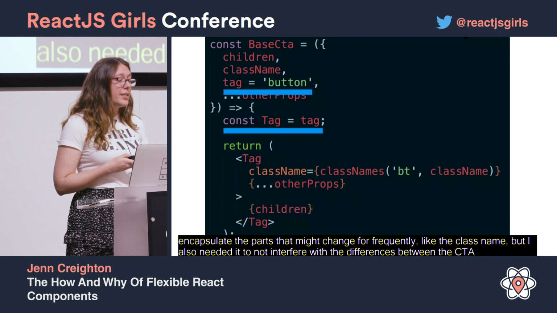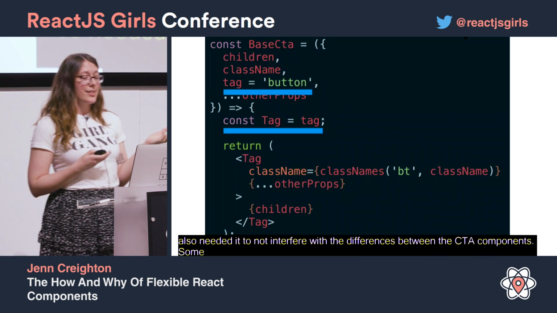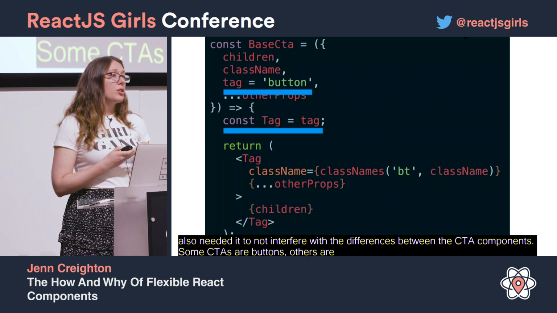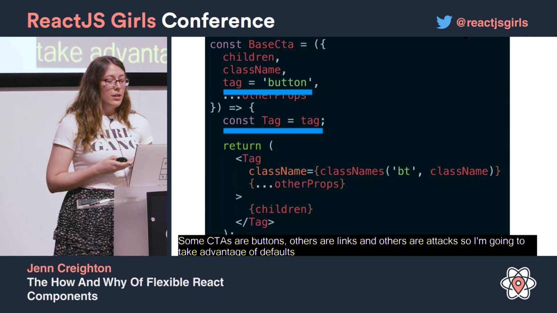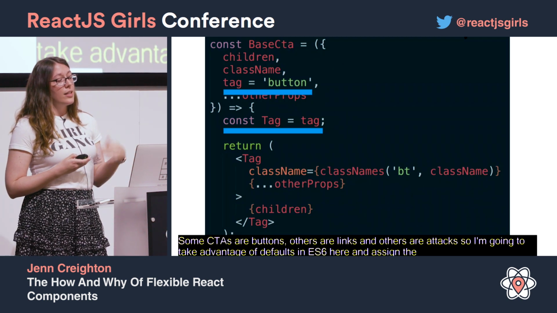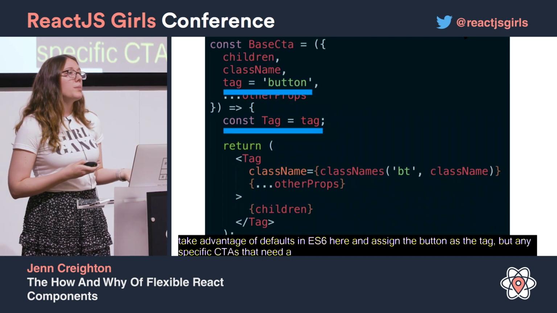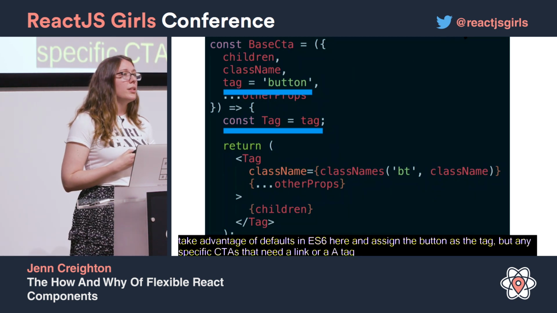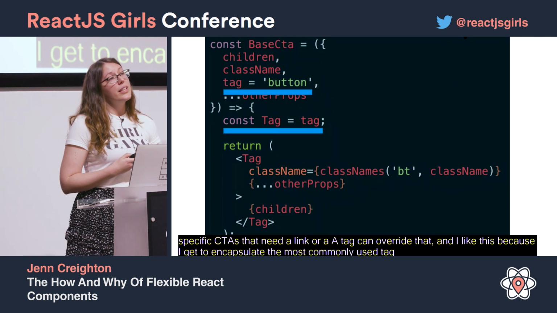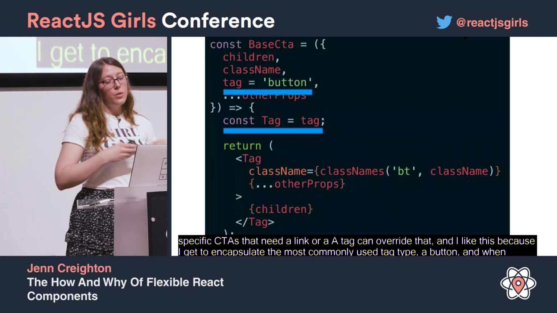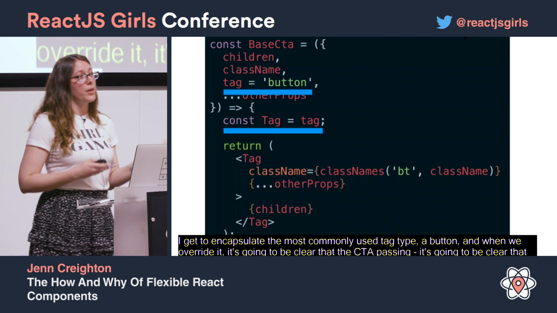Like the fact that some CTAs are buttons, others are links via React Router, and others are A tags. So I'm going to take advantage of defaults in ES6 here and assign the button as the tag. But any specific CTAs that need a link or an A tag can override that. And I like this because I get to encapsulate the most commonly used tag type, a button, and when we override it, it's going to be clear that we're modifying that CTA because we're passing along a specific prop.